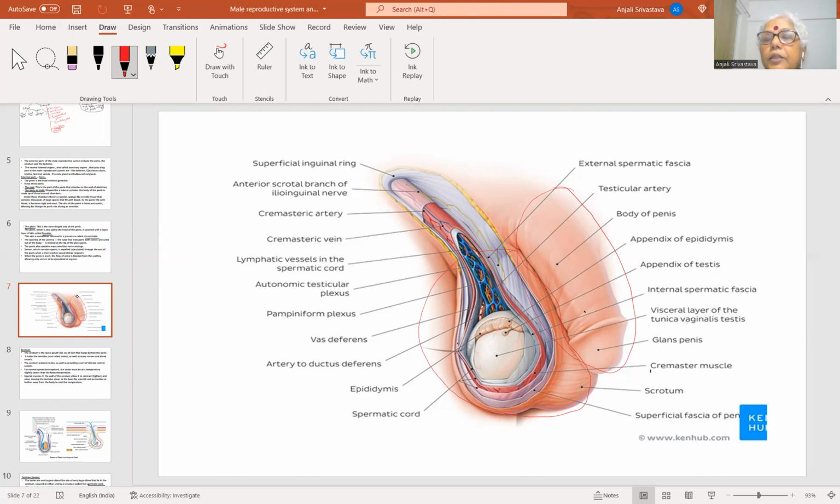So this is the body of penis, this is the root of penis. The penis can be divided into three parts: root of penis, then body of penis, then the third part is glans penis, which has some folds of skin, that is called the foreskin. This is the foreskin. Foreskin.